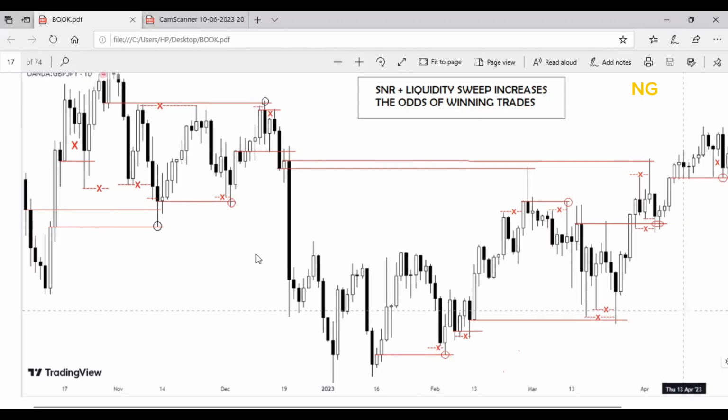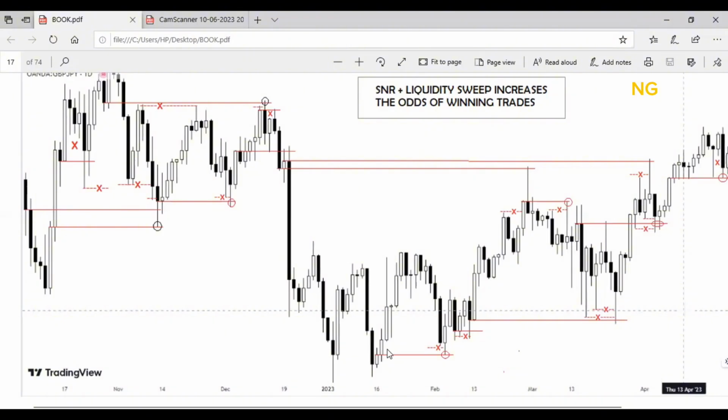So those are the points you must look out for. At the level of touch, is there a liquidity? You must answer that question. Is there a liquidity sweep? Does the price that touched the S&R sweep off a low or high?